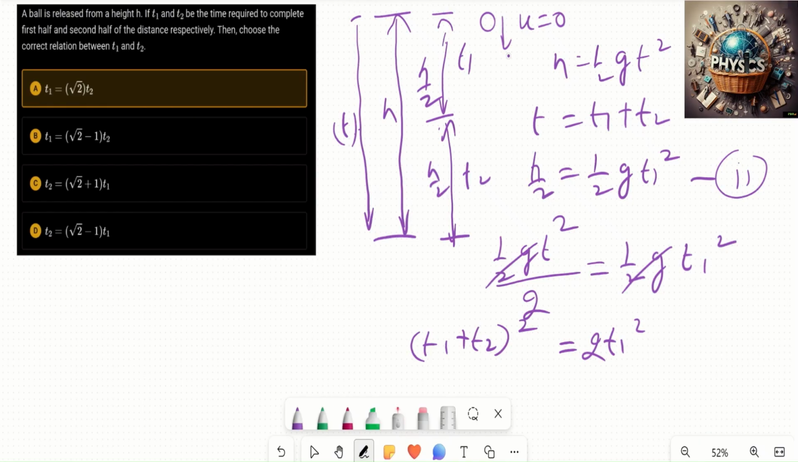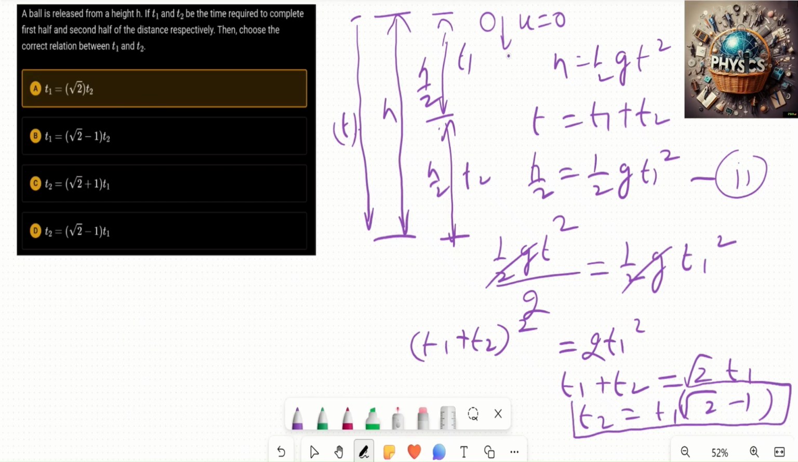Okay, so let's do a square root on both sides, so we get t1 plus t2. We can have plus and minus sign, but minus means that the time will go in negative, which is not possible. So I'm taking t1 only. So t1 plus t2 as positive is equal to root 2 t1. All right. So which means that t2 is equal to t1 into root 2 minus 1, right? So I brought the t1 this side. So this is my answer in this case. So let's see what is matching. So option D is the matching answer.